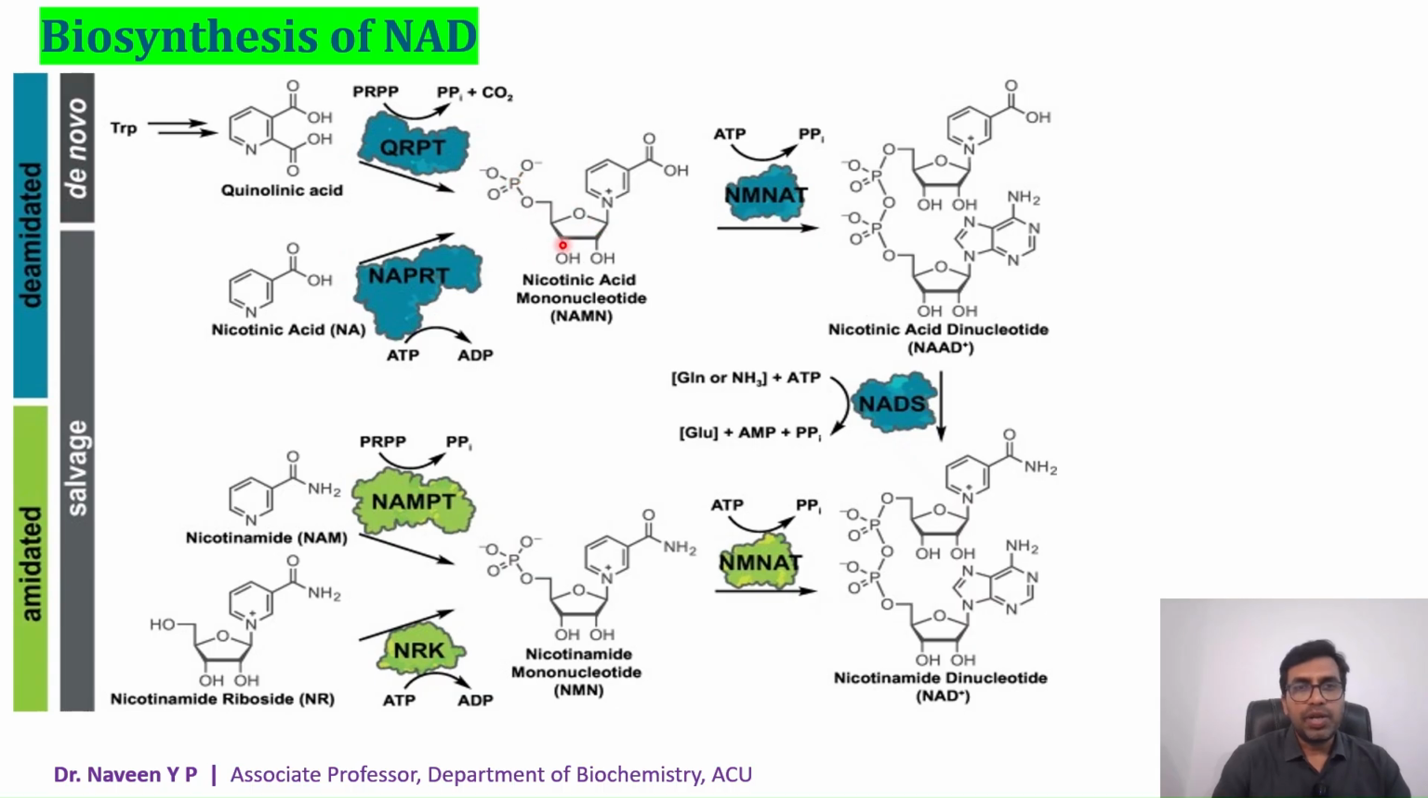The addition of phosphoribose is done by this enzyme, and this phosphoribose is taken from phosphoribosyl pyrophosphate.